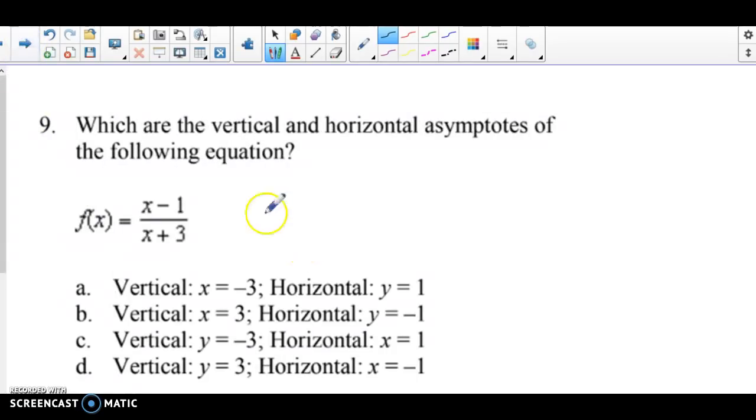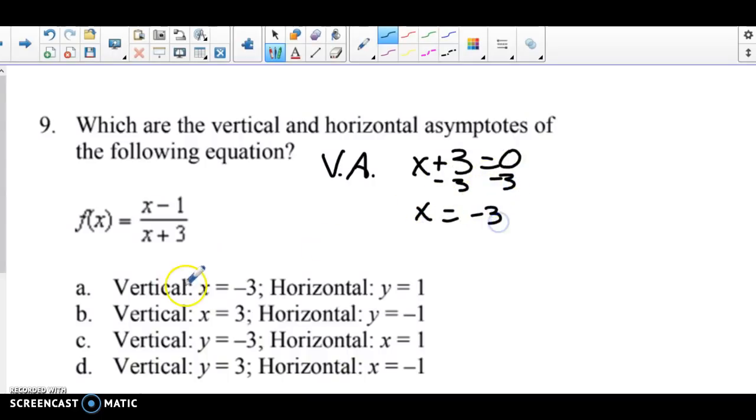For number 9, I'm looking at my vertical and horizontal asymptotes. For vertical asymptotes, I look at the denominator only, and I set it equal to 0. So I say x plus 3 equals 0, subtract 3 from both sides, so x equals -3 for my vertical asymptote. So I can go ahead right now and cancel a couple of the answers. I can cancel all three of these.